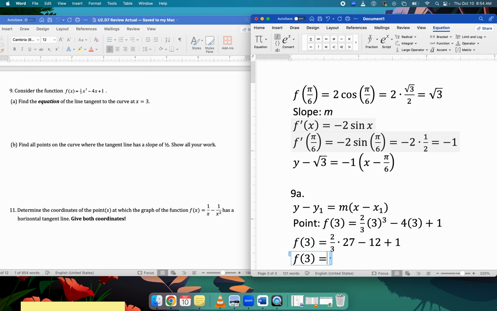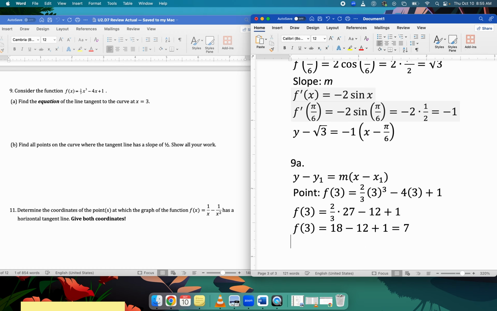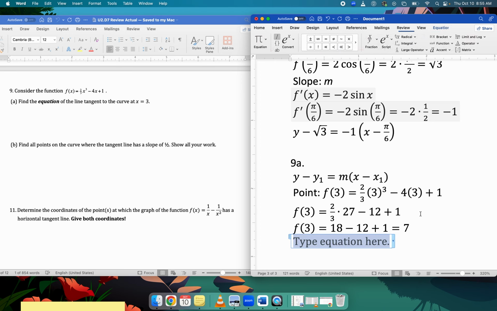So f of 3 is, the 3 divides into the 27, giving you a 9. So it's 2 times 9. So that first term is just 18. Minus 12 plus 1. So that's 7. Okay, so that's the y-coordinate of the point. For the slope, I need to find the derivative. So f prime of x is 2x squared minus 4.